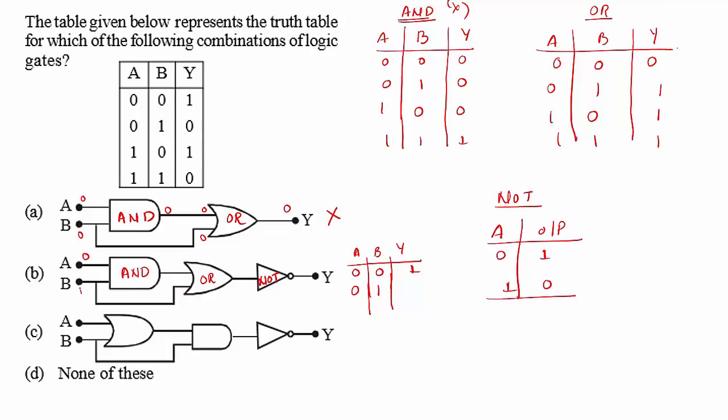0, 1. 0 and 1 are the input for the AND gate. What is the value? 0, 1 means it is again 0. And here it is 1.